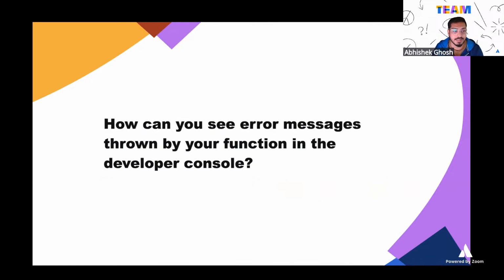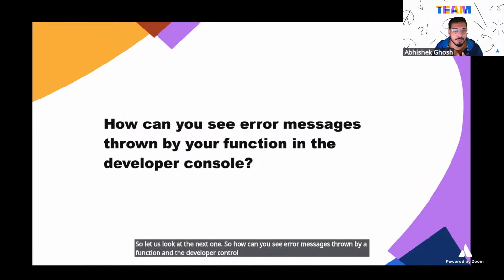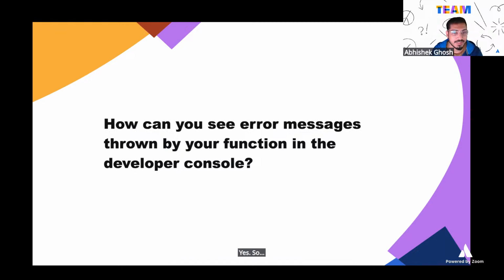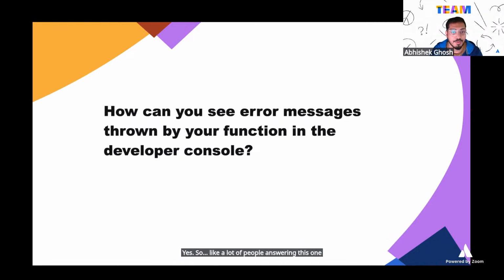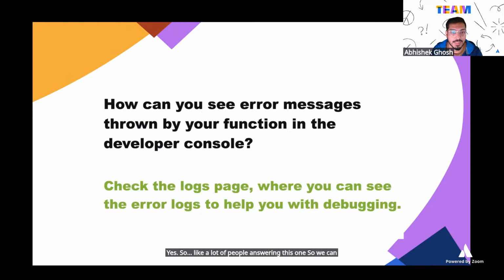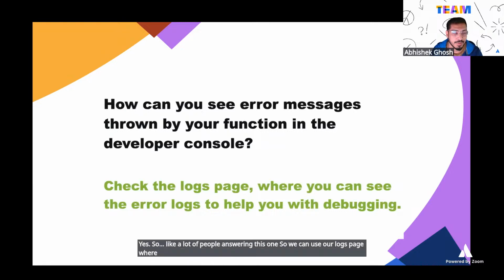So let us look at the next one. How can you see error messages thrown by a function in the developer console? Let's say you have a business logic in a function which is wrapped with try and catch. Yes. So right, a lot of people answering this one. So we can use our logs page where you can see the error logs, messages, stack traces, which help you with debugging.